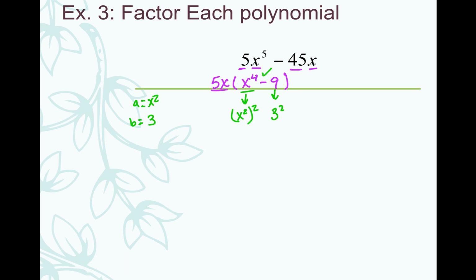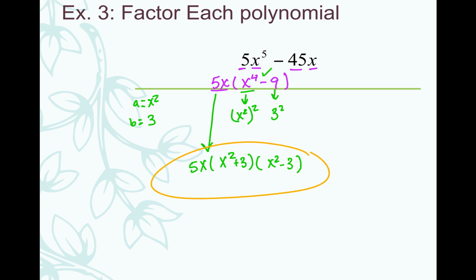So remember, a squared minus b squared is a plus b in parentheses times a minus b in parentheses. So our final answer is going to be, we're going to drop down that 5x times x squared plus 3, that's from our a plus b, times a minus b, which is x squared minus 3. And right here is our final answer.